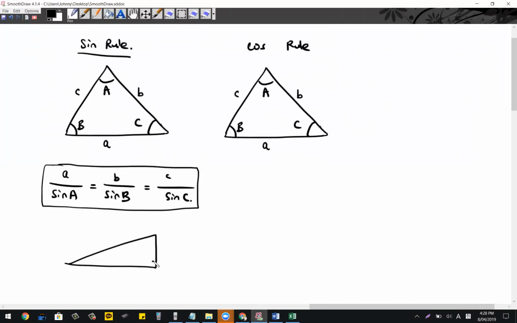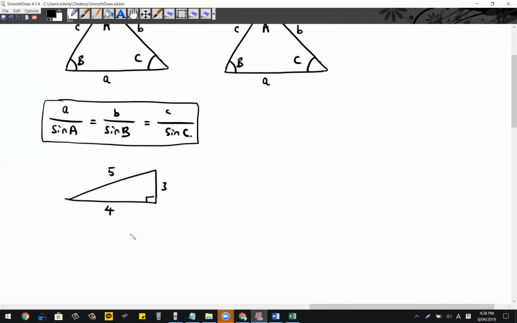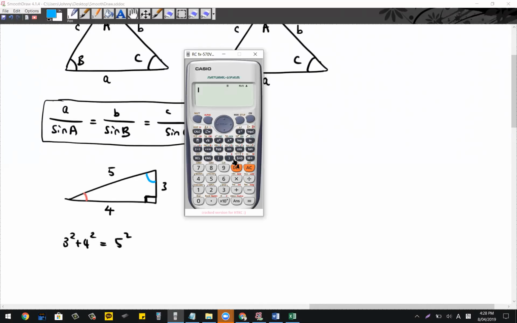If you have a triangle with a 90 degree angle, and sides 5, 4 and 3, this is the famous 3, 4, 5 triangle. It is a right angle triangle because it obeys Pythagoras theorem. For example, 3 squared plus 4 squared equals 5 squared. Therefore, this must be a right angle triangle. To figure out this angle, I can do inverse sine, inverse cos or inverse tan. Inverse sine of what over what gives you this angle? Inverse sine of 3 over 5, because that's opposite over hypotenuse.